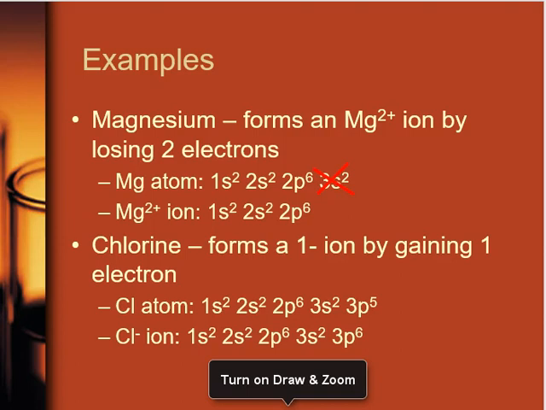Chlorine, as you will remember from many years ago, forms a -1 ion because it gains 1 electron. Remember, it's one short to complete the outer shell, so it gains 1 electron. So all we see, if you have a look, is that in the outermost orbital, it goes 1s2, 2s2, 2p6, 3s2, 3p5. And all we do is we put 1 extra electron into that 3p orbital, and it then becomes 3p6. So that's where that extra electron has gone.